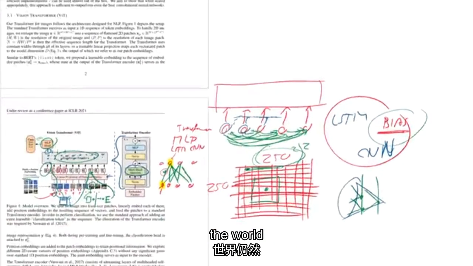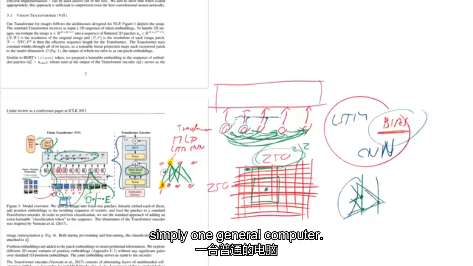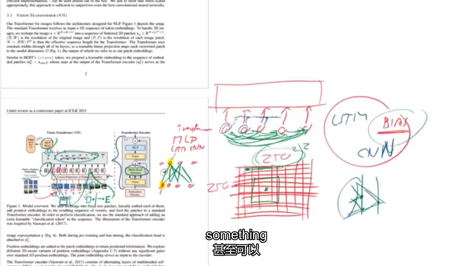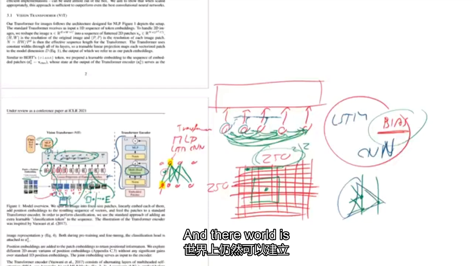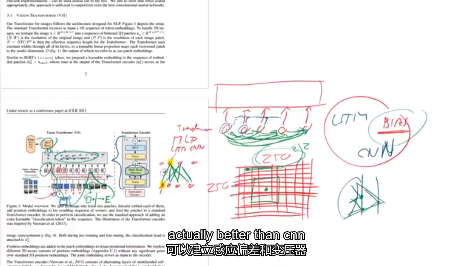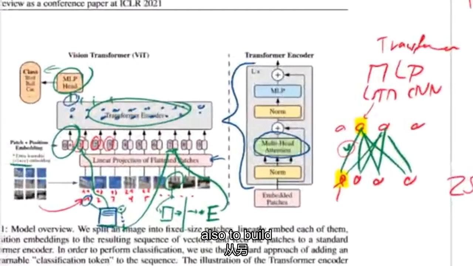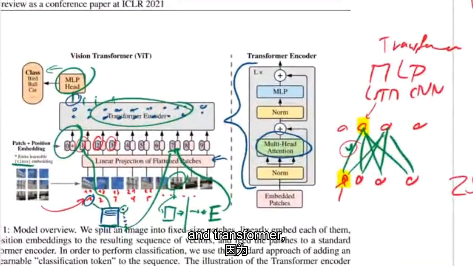So I believe the world is still open. Transformers aren't the end. Transformers are simply one general computer. There can be others. There can be something even more general than a transformer. And the world is still wide open to build in inductive biases that are actually better than CNNs or LSTMs. Also to build inductive biases into transformers. Or if you go in the other direction, to alleviate them.